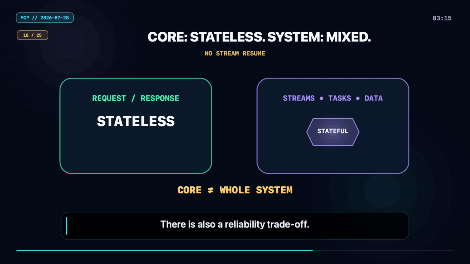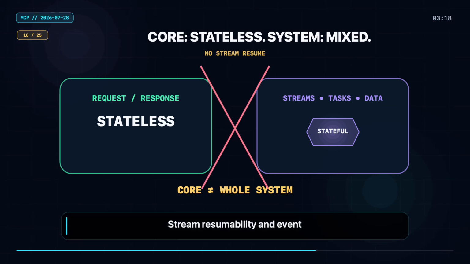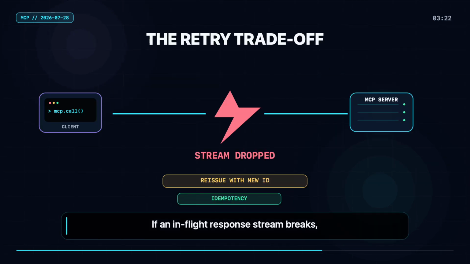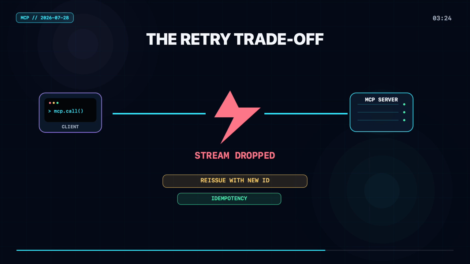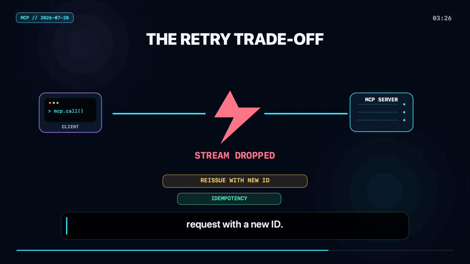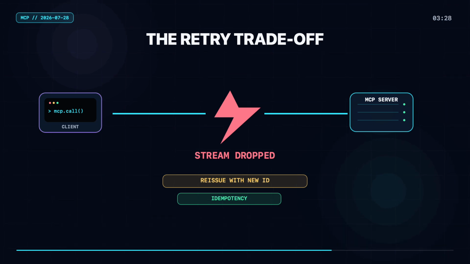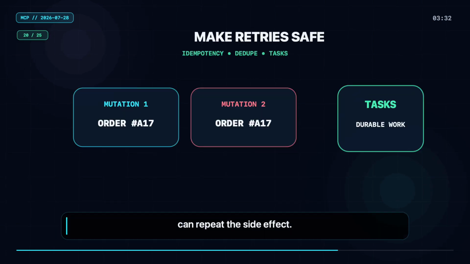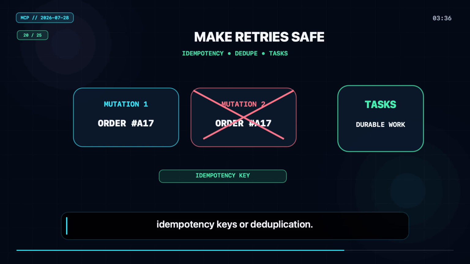There is also a reliability trade-off. Stream resumability and event redelivery are gone. If an in-flight response stream breaks, the request is lost. The client must issue a new request with a new ID. MCP does not provide an exactly once guarantee. Retrying a tool that changes data can repeat the side effect. Mutation tools should use idempotency keys or deduplication. Work that must survive disconnects belongs in the tasks extension.